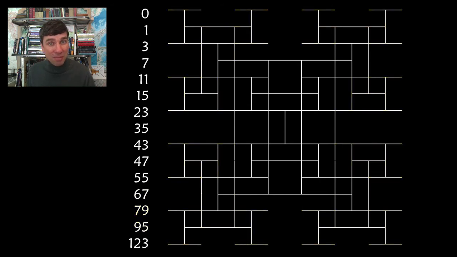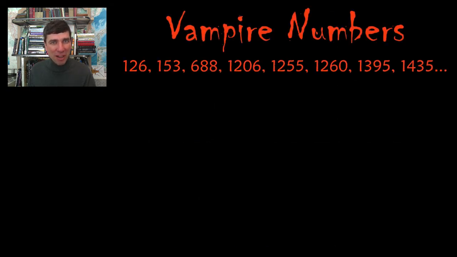The next sequence is vampire numbers. What are vampire numbers? Well, if I showed you the list, it starts at 126, then goes to 153, 688. I would have no idea what vampire numbers would be just based on that list if you didn't give me a hint. So I'm going to give you a hint here. I'm going to tell you that 126 is equal to 6 times 21. Well, that's interesting because the digits in 126 are 1, 2, and 6. And the digits that I use in the factorization are 6, 2, and 1 as well.